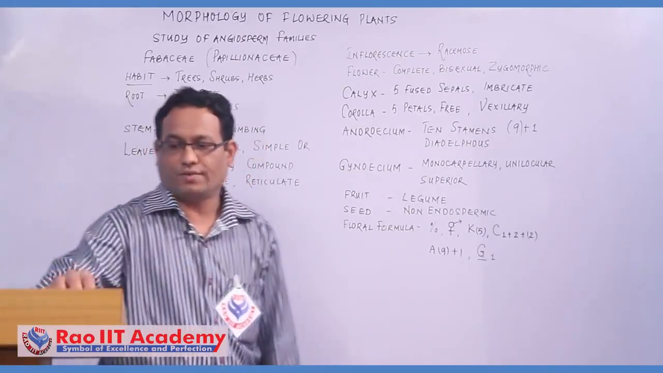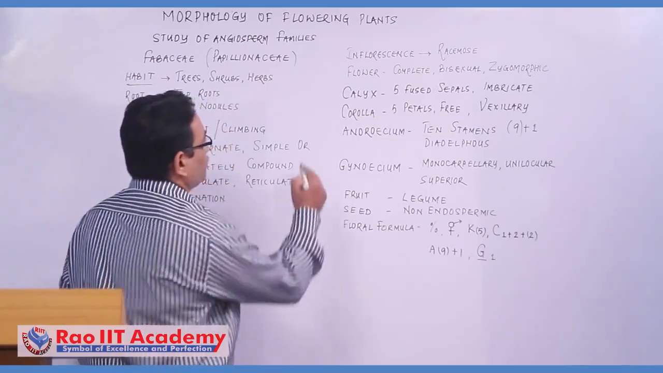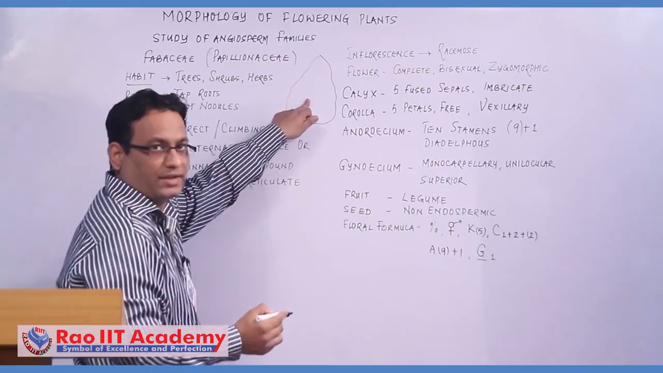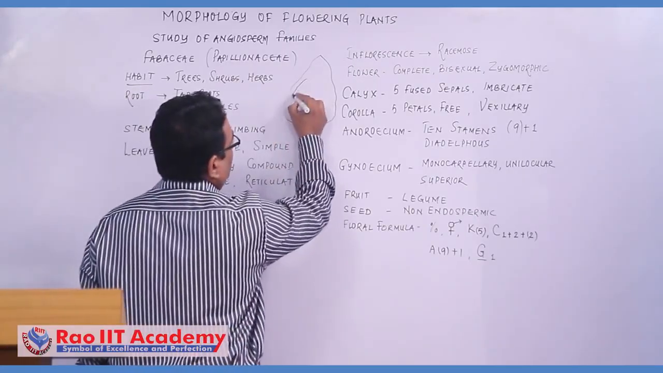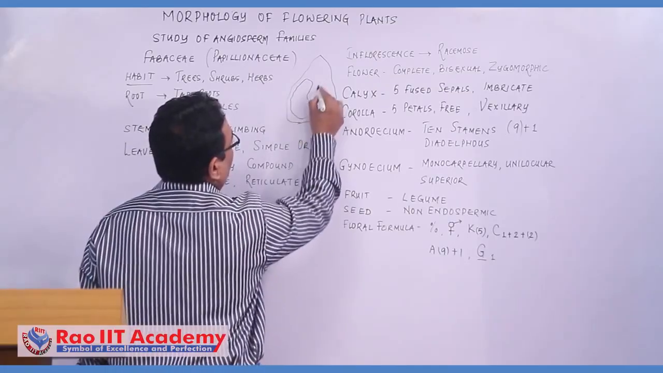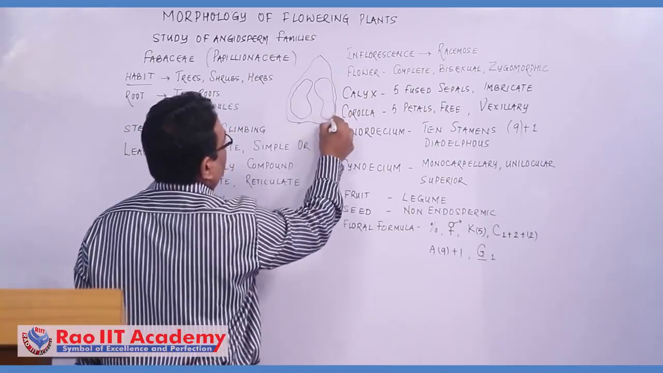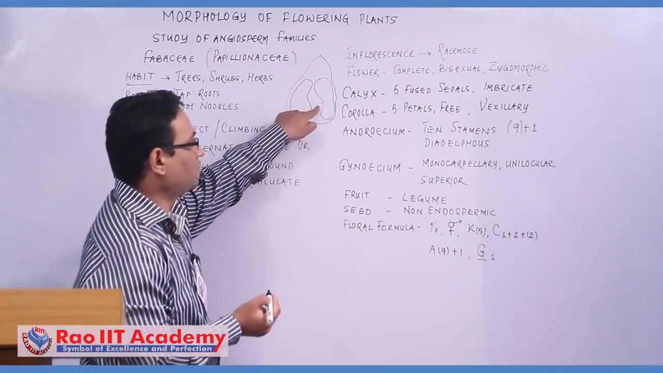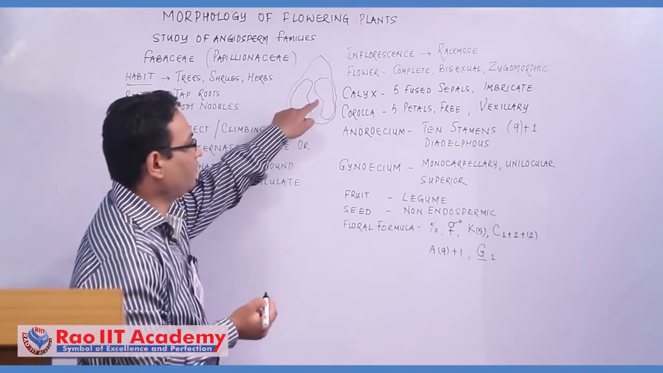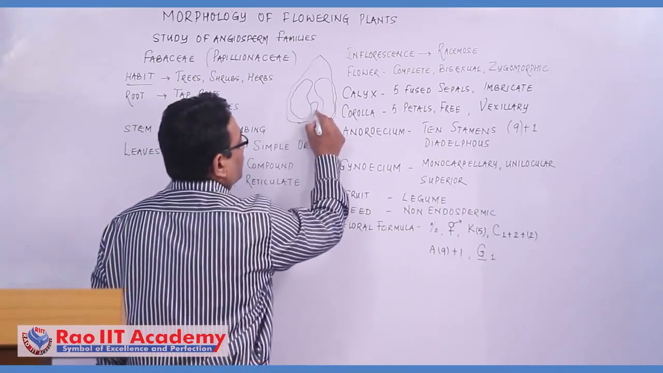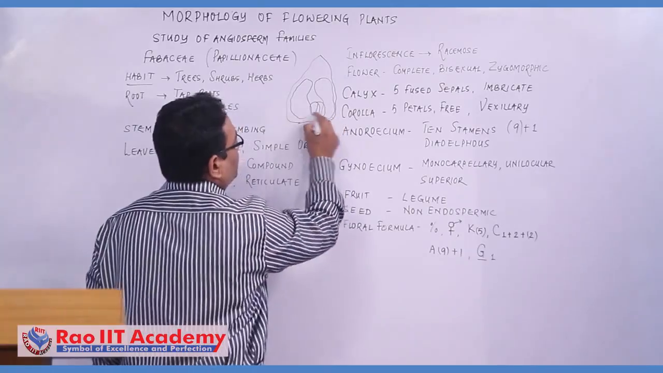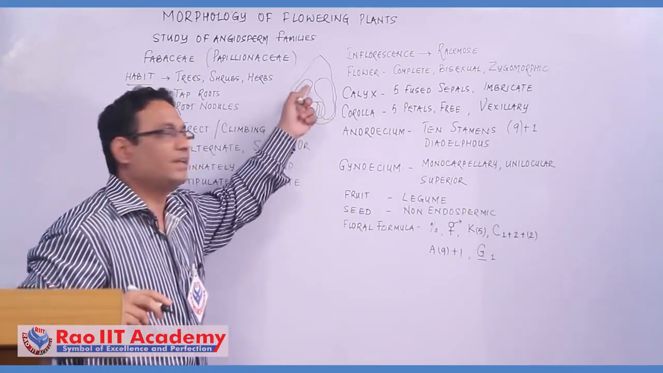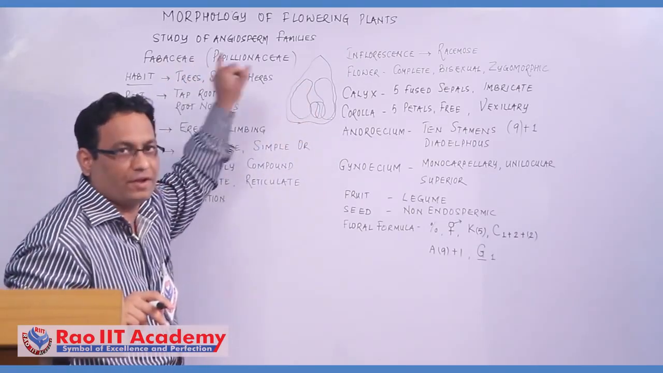Now in vexillary, if you recollect, the posterior-most petal is known as the standard or the vexillum. In front of this standard, we have two wing-like petals known as the alae, right? In front of these are two fused smaller petals, which are boat-like and known as the keel. This sums up the vexillary aestivation which is unique to this group, Fabaceae.